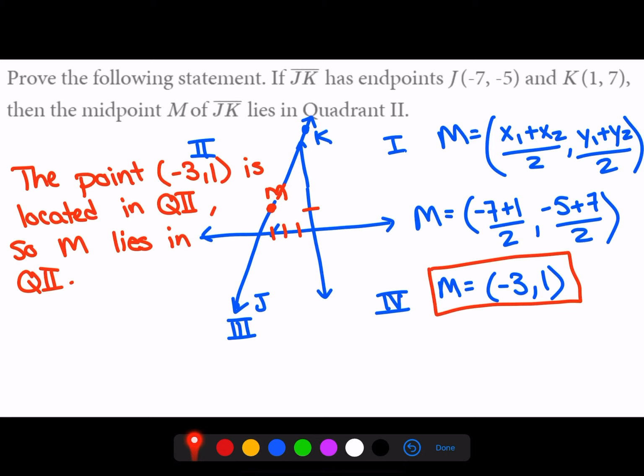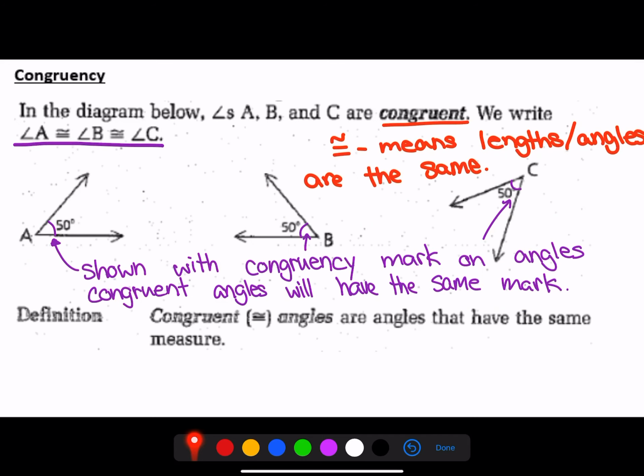All right, let's move on. Again, need to know midpoint, need to know distance formula. Very important for this topic today. The last thing is going to be carrying on throughout the entire year, so you're going to get used to this term quite often, and that's congruency.